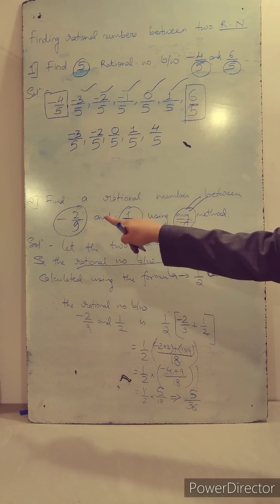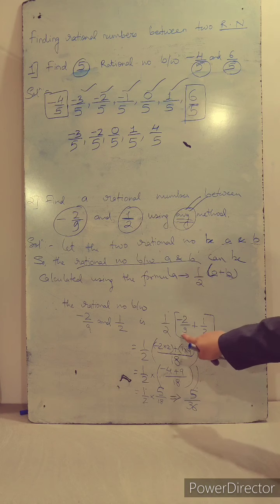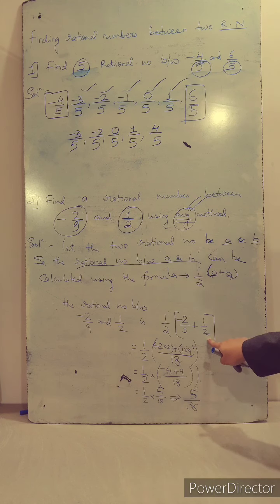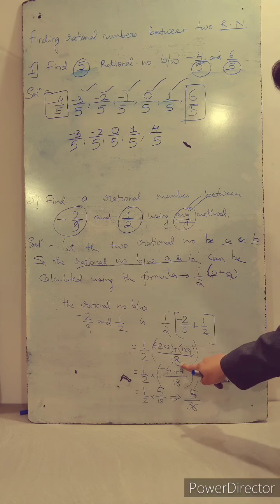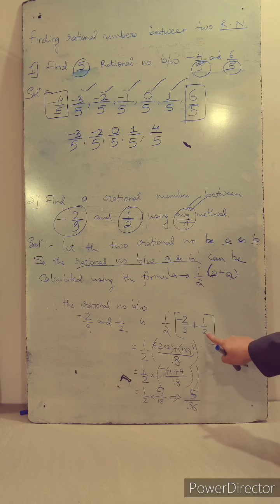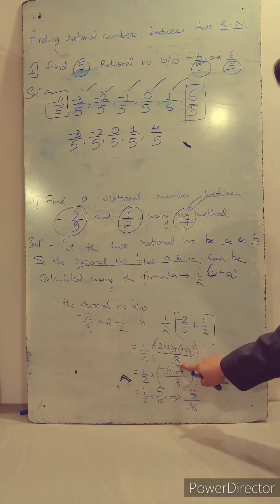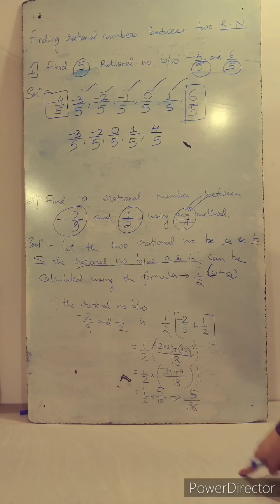Putting the values of minus 2 by 9 and 1 by 2 in a and b, we get 1 by 2 in bracket minus 2 by 9 plus 1 by 2. As we observe that the denominators are different, then we have to take the LCM. LCM of 9 and 2 is 18. 9 multiplied by 2 gives 18, therefore minus 2 is multiplied by 2. Likewise, 2 multiplied by 9 gives 18, so 1 is multiplied by 9.